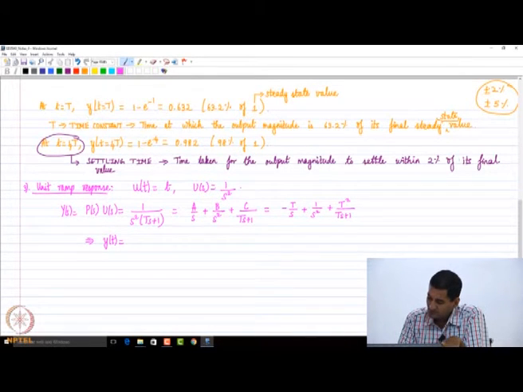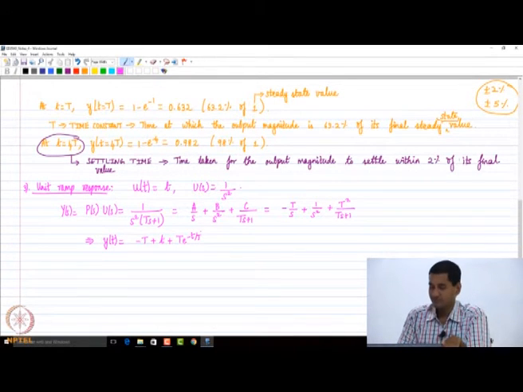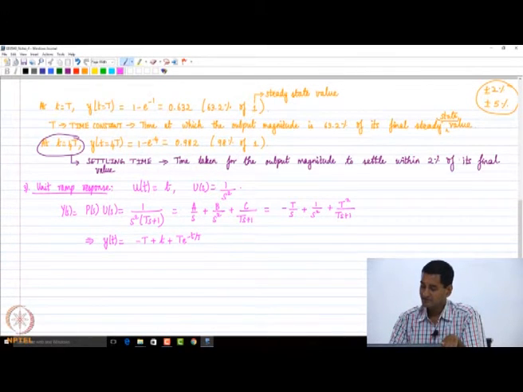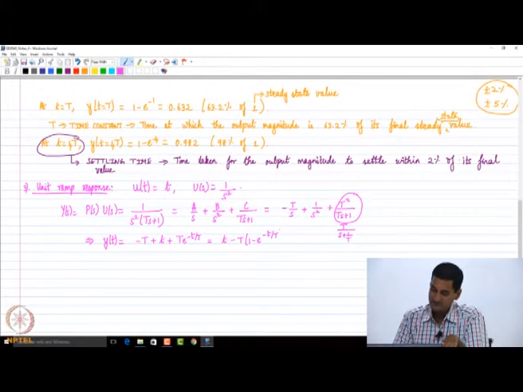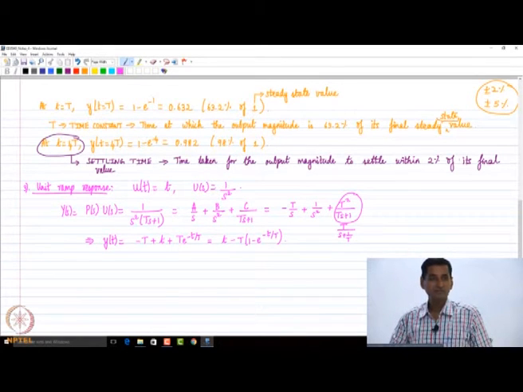So if we do this, what are we going to get? We are going to get minus capital T plus small t plus t times e power minus t by capital T. How did this become t e power minus t by capital T? Because I can rewrite this as t divided by s plus 1 over T, right? So this becomes this. So essentially what I get is the following: t minus capital T times 1 minus e power minus t by capital T. Okay, so that's what we get.